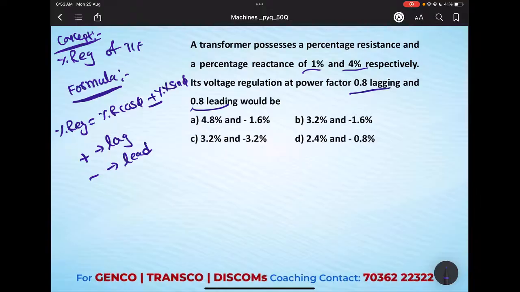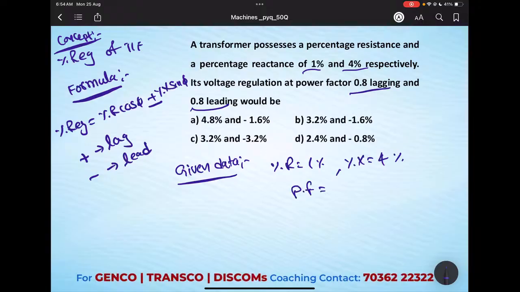Okay, let's note down the given data. What is the given data? Percentage R equal to 1%, percentage X equal to 4%, and power factor cos phi is given as 0.8. We need to calculate sin phi also. Sin phi equal to 0.6. How can we calculate it?